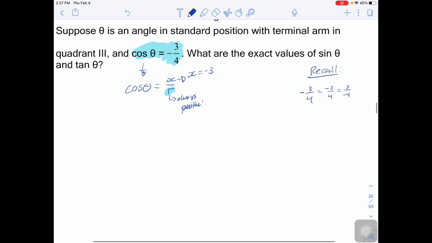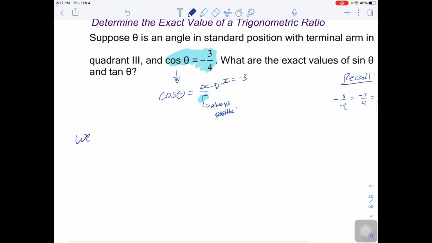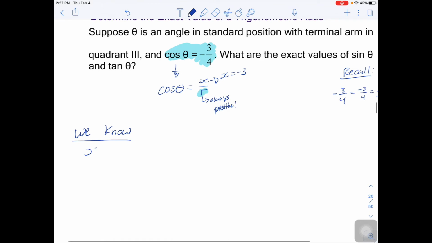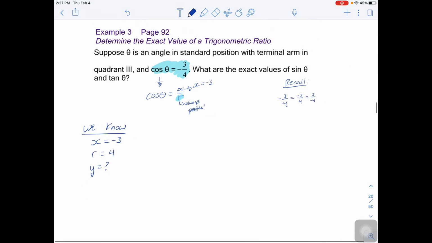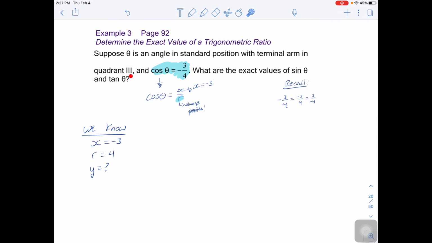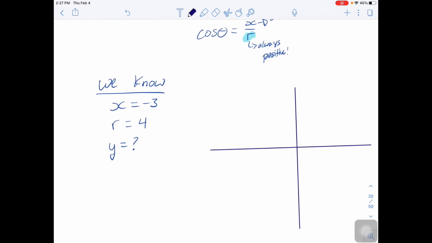Okay, so let's list this out. What do we know? We know x equals -3 and r equals 4. We don't know what the y value is right now. Now, this told us we live in quadrant 3, which is really useful because, since we don't know what y is, we could be in 2 different quadrants without that. So I'm going to put over here also, we know we exist in quadrant 3. We have to consider that.